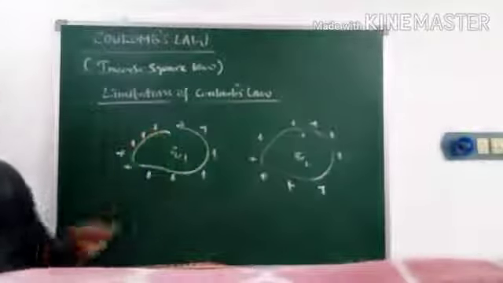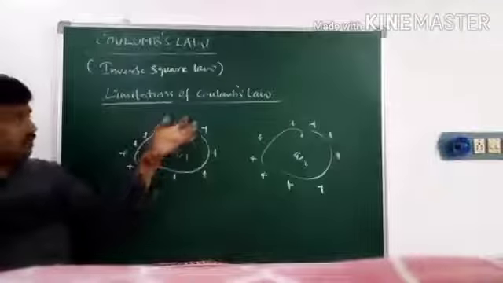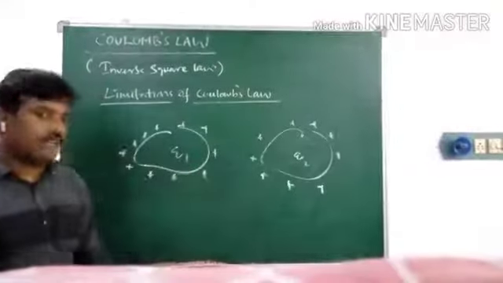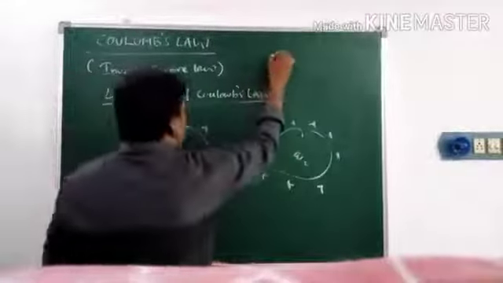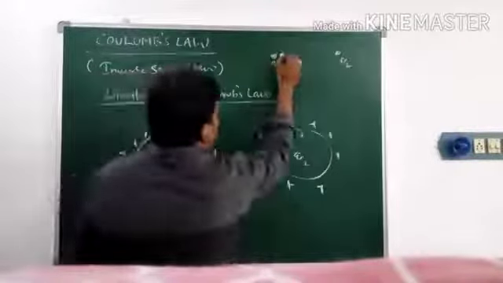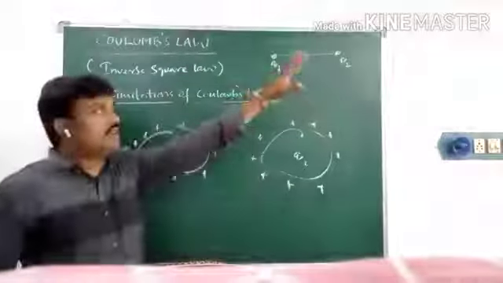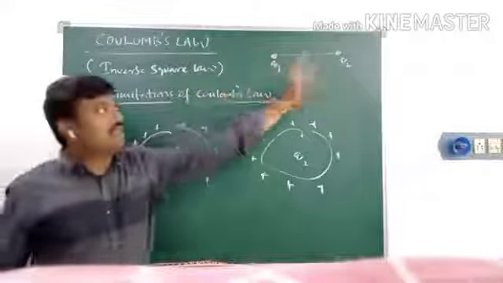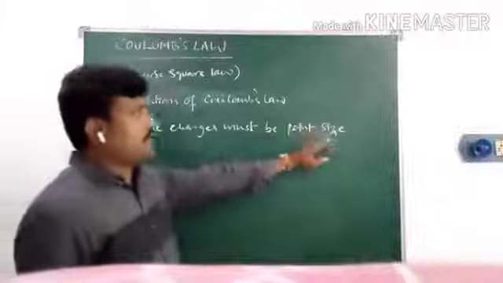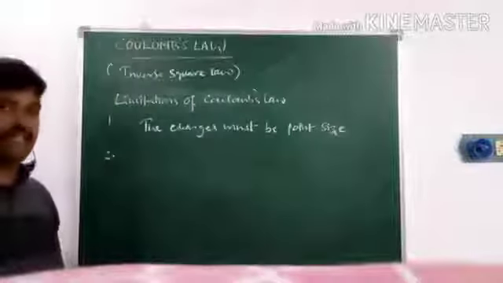So hence we have to understand that whenever we want to apply Coulomb's law, definitely the two charges must be point charges. Suppose this is a point charge Q1 and this is Q2, and they are separated by a finite distance, then we can find out the force between these two charges. So the first limitation is the charges must be points. Then only we can find out the force between the two point charges.